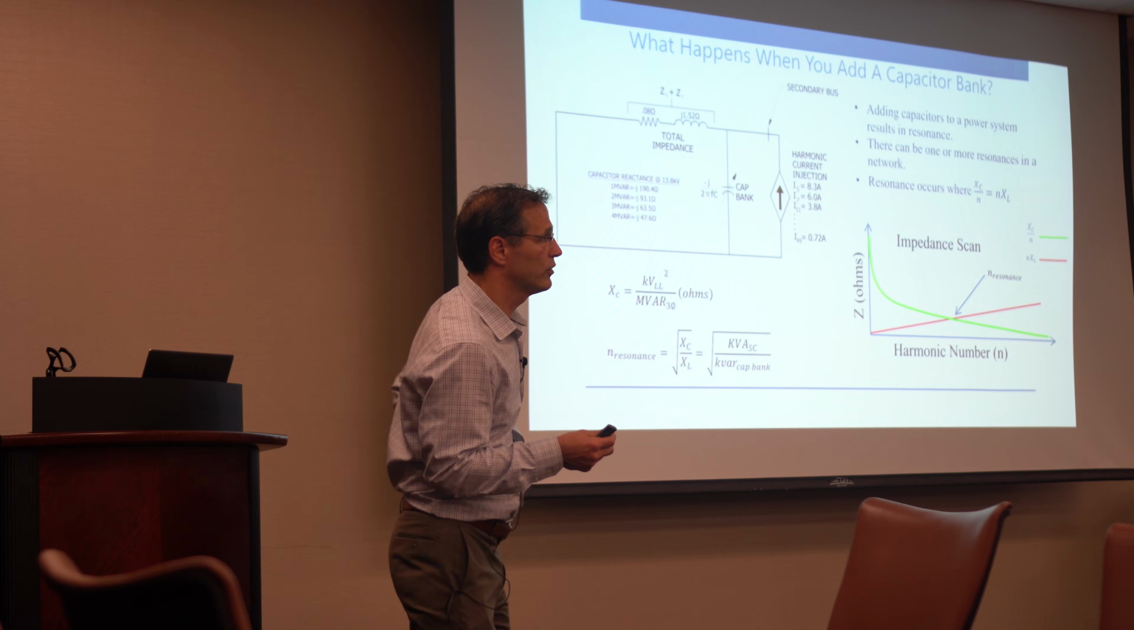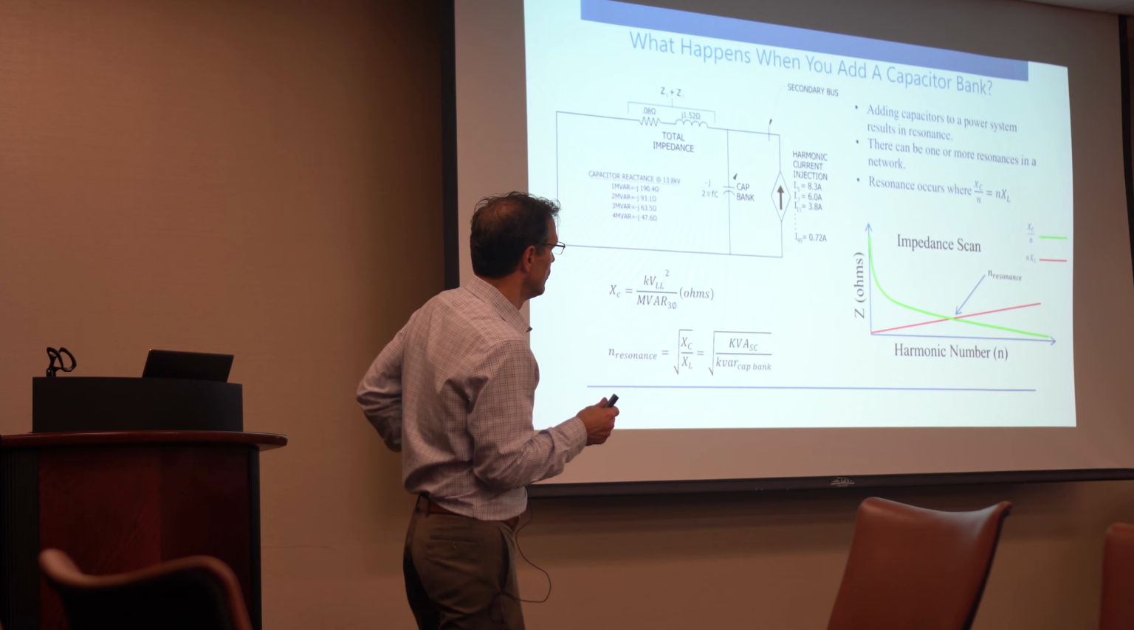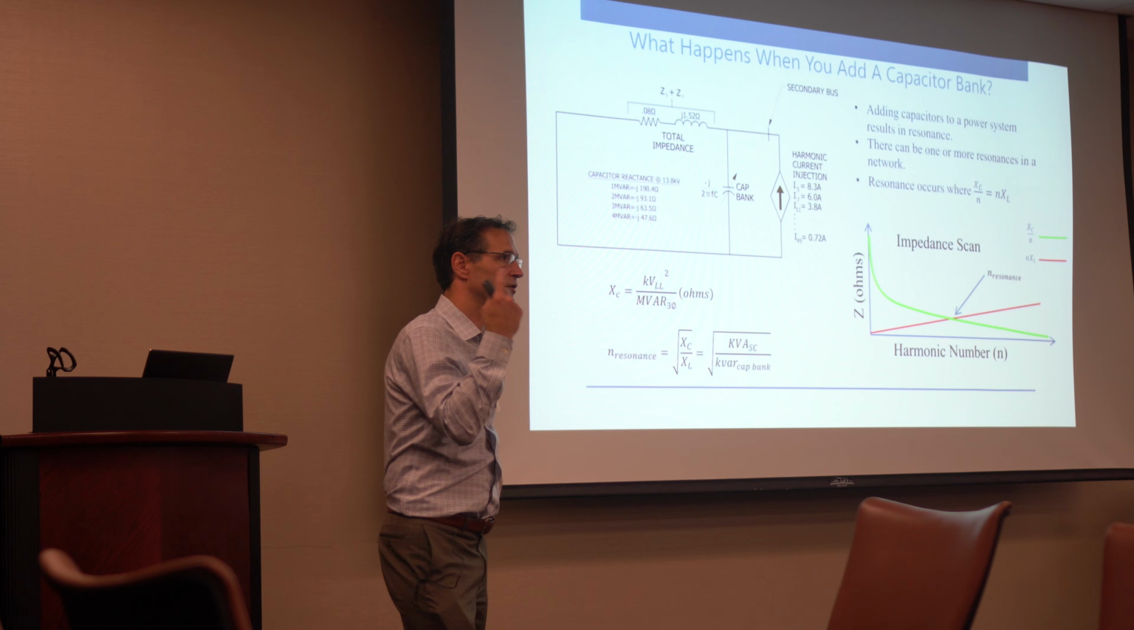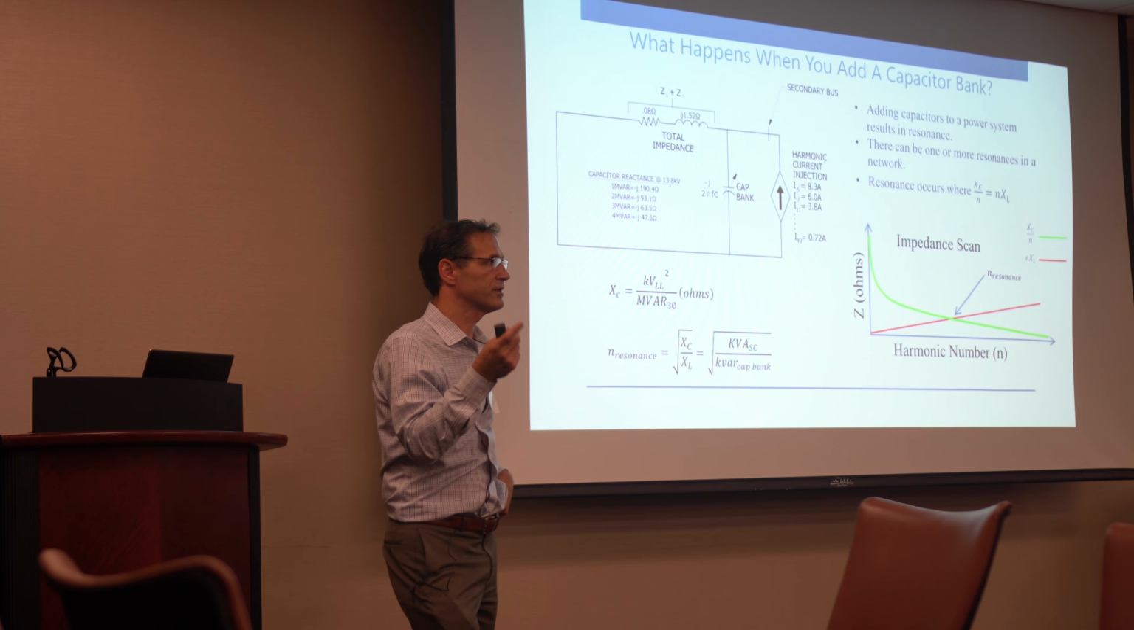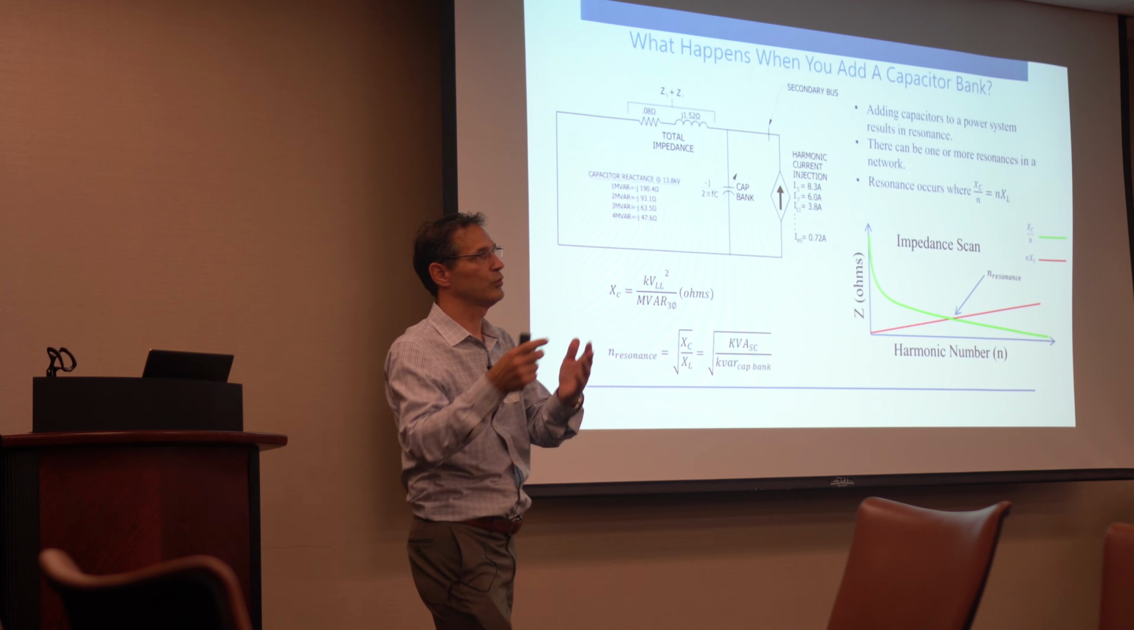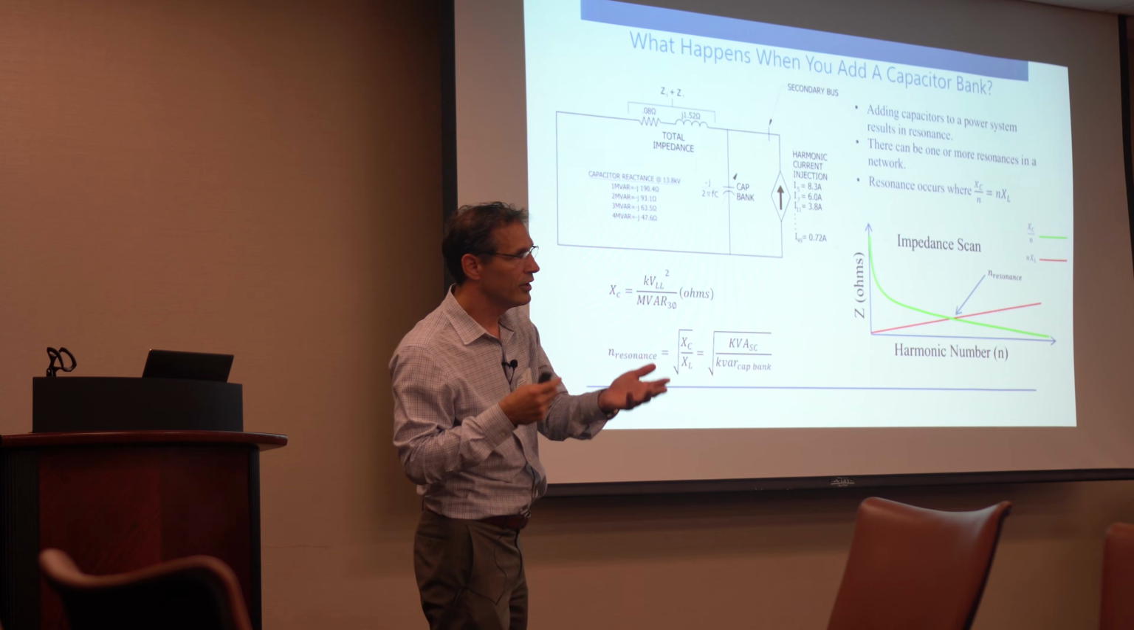And it's a key formula to pay attention to, because whenever you're adding capacitors, you should be trying to mentally think, okay, where's my resonant point? Is it at the 5th? Is it at the 7th? Is it at the 13th, 23rd? Is it at a point where I want to be nervous?